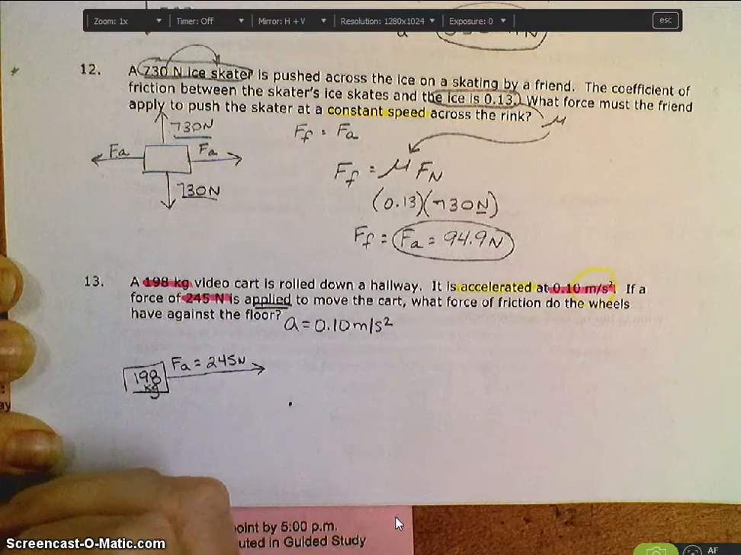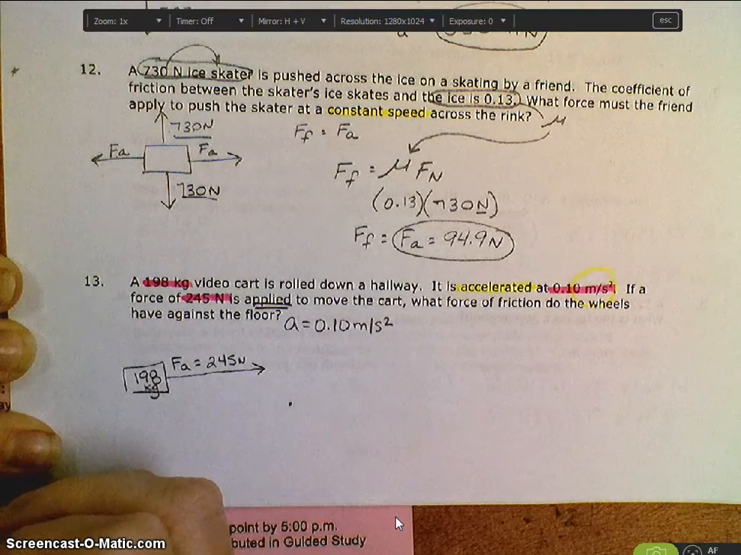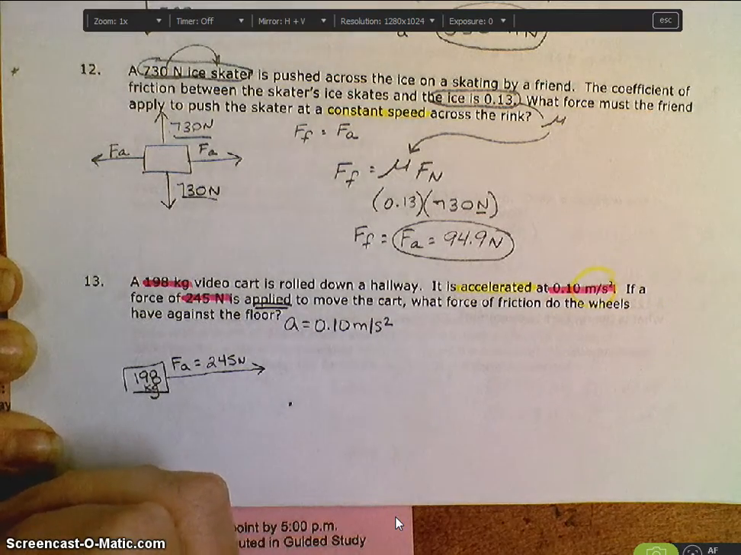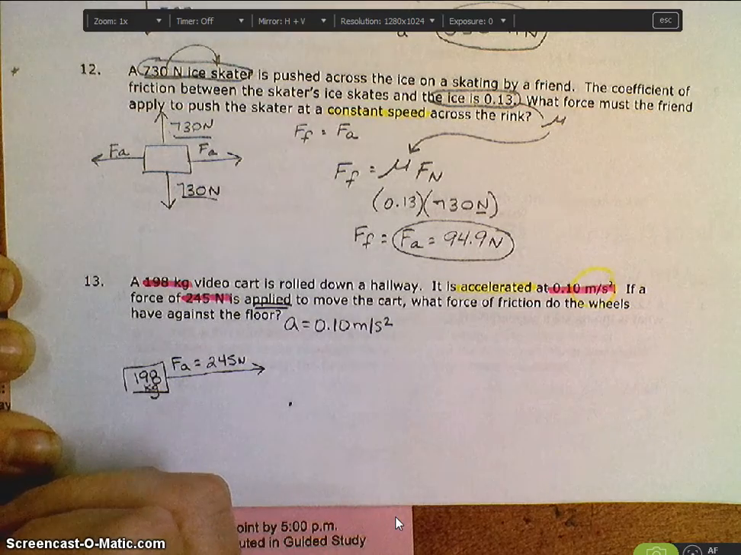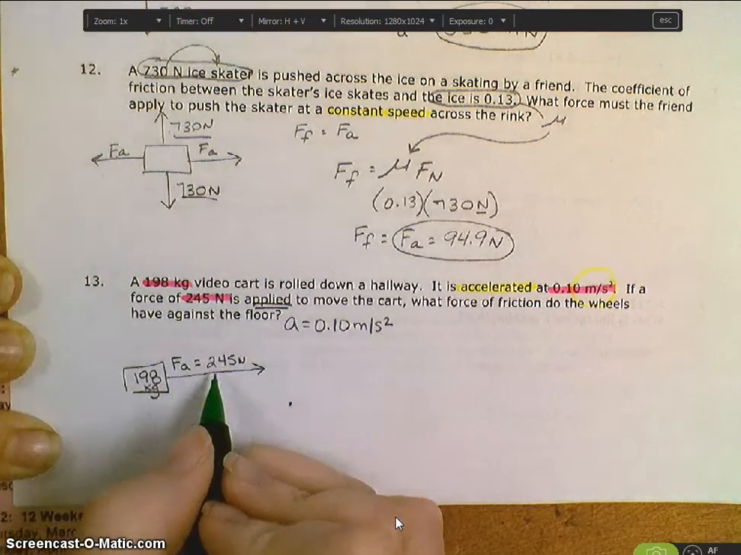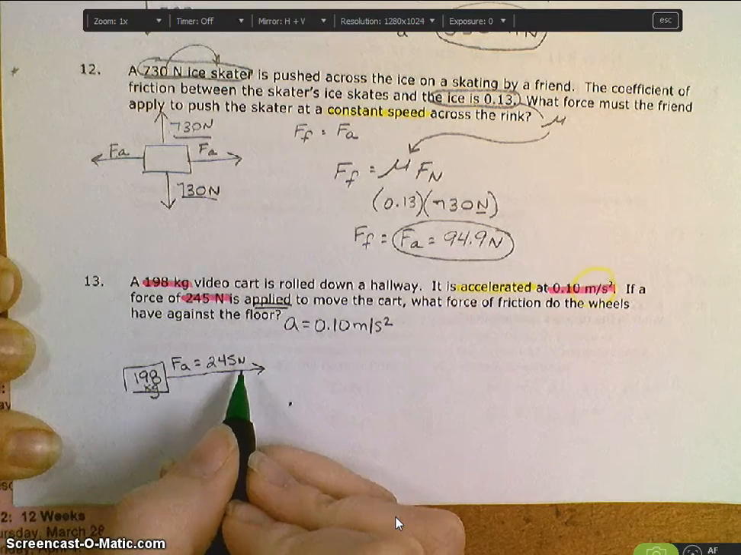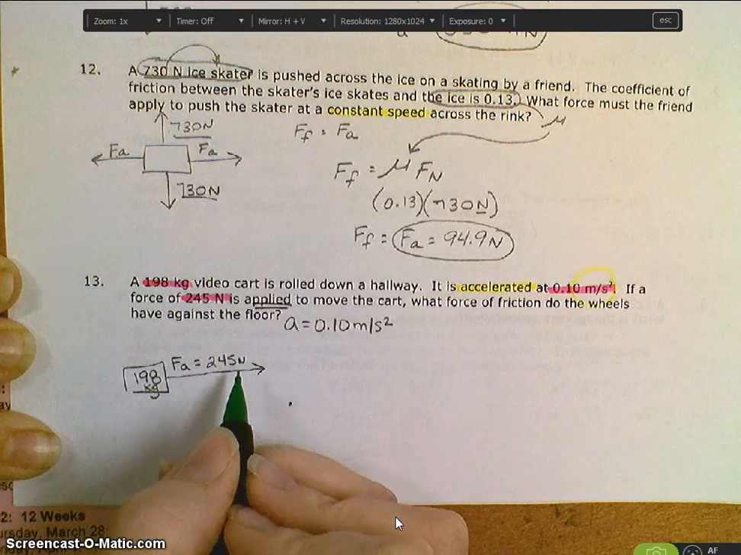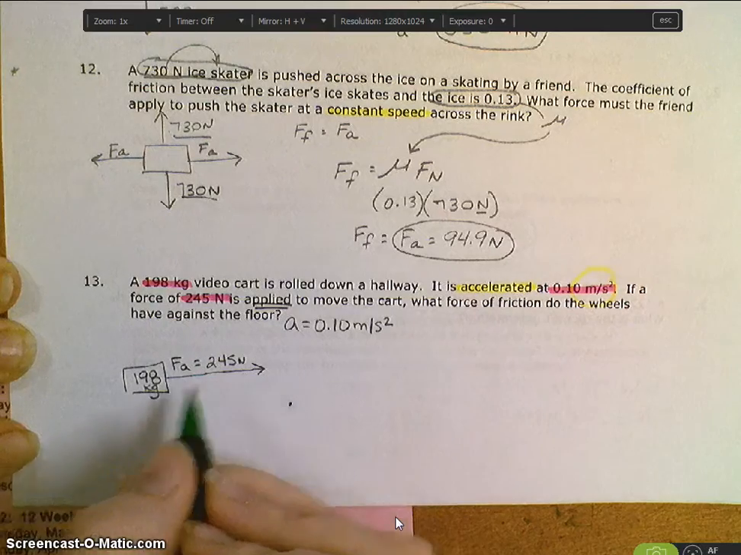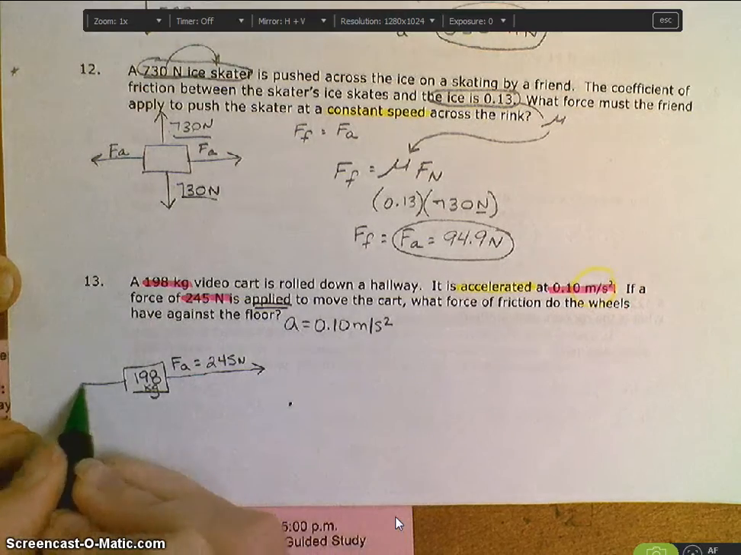Look for your key words. Applied force. FA means applied force. And if you've memorized your picture, you know which direction that goes. So my applied force, 245 newtons to the right. The question is asking, what's the force of friction against the floor?